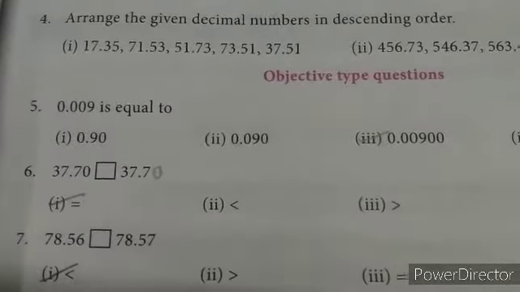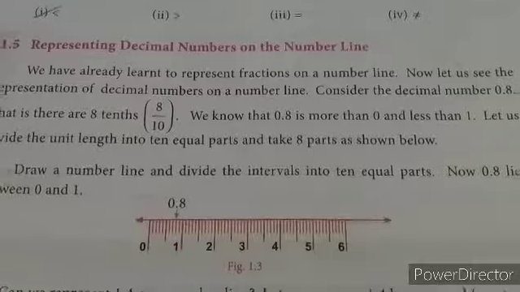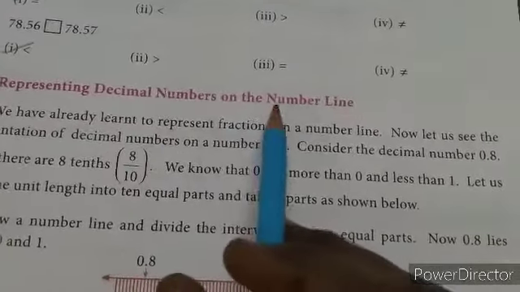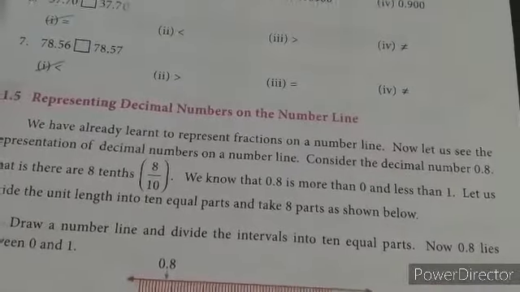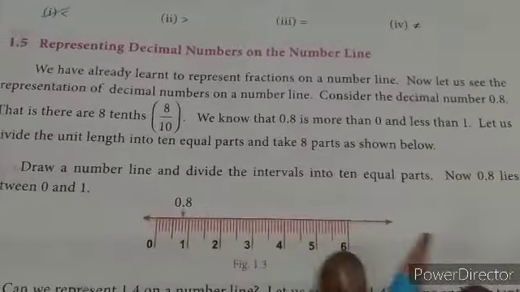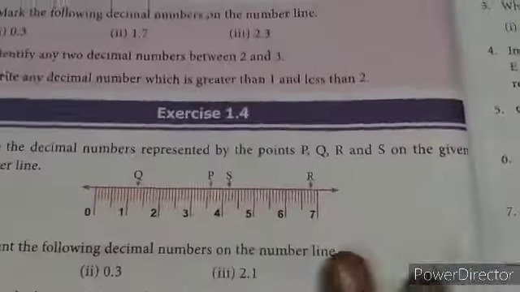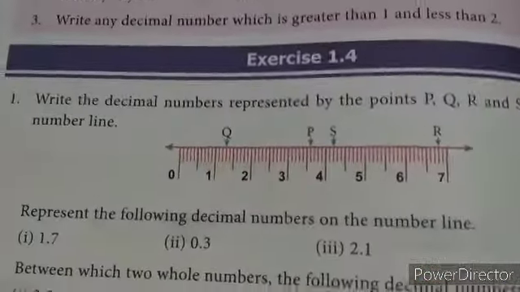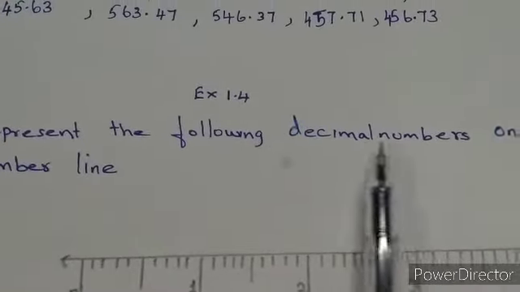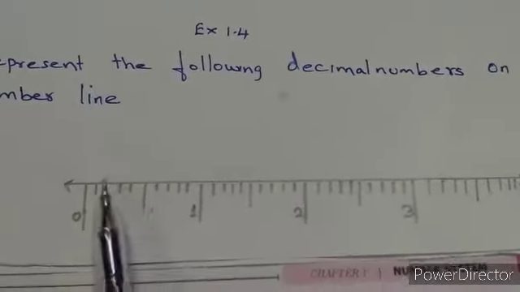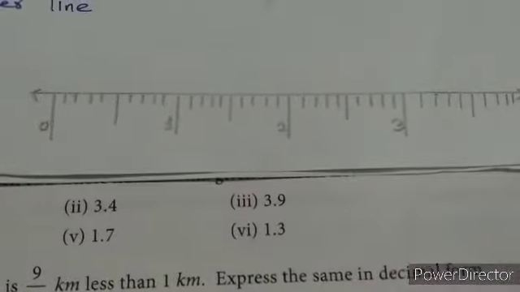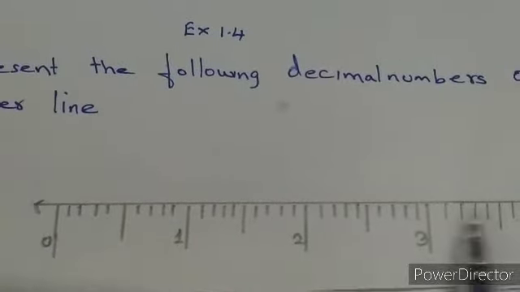Let's move to the next solution that is given in the book, page number 17, representing the decimal number on the number line. How to represent the decimal number on the number line? In exercise 1.4, we are going to try the sum. Represent the following decimal numbers on the number line. First step, you have to draw the number line like this. You have a ruler, is it so? By seeing your ruler itself, you can draw the number line like this.